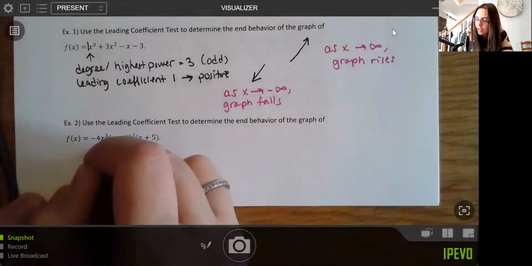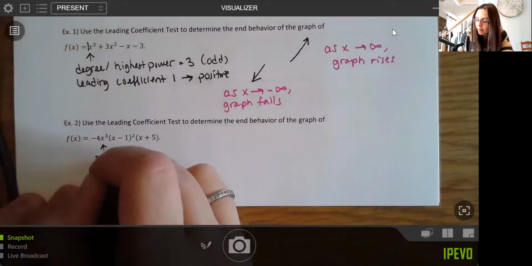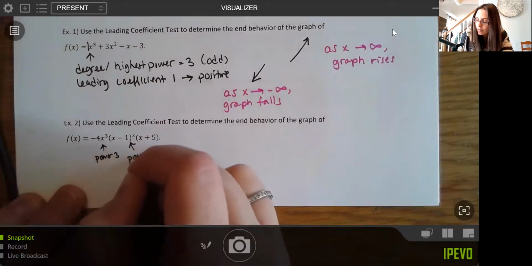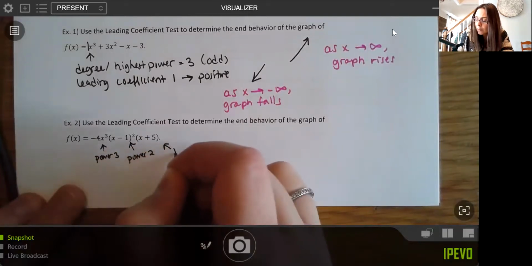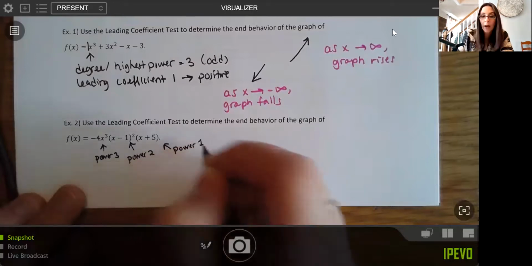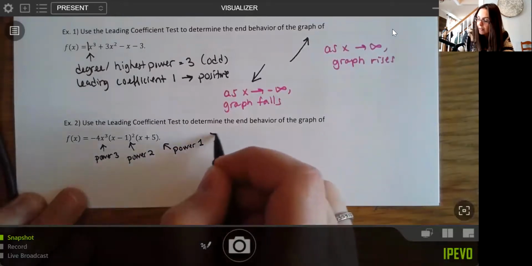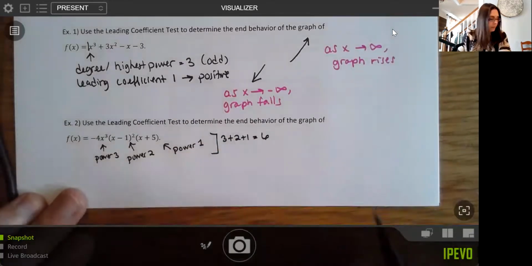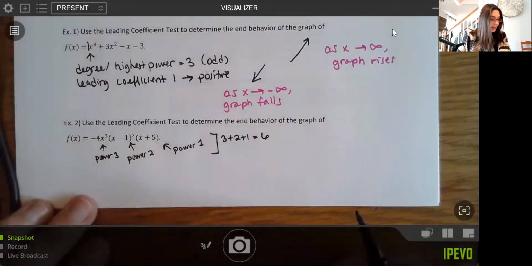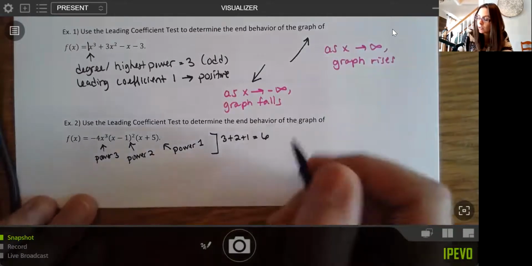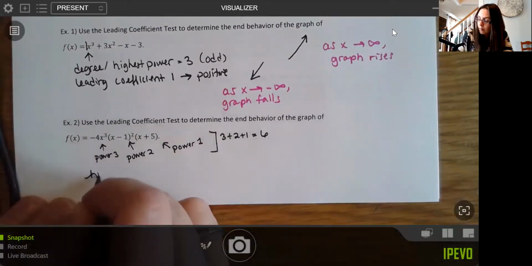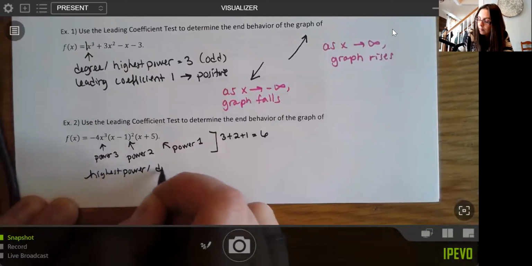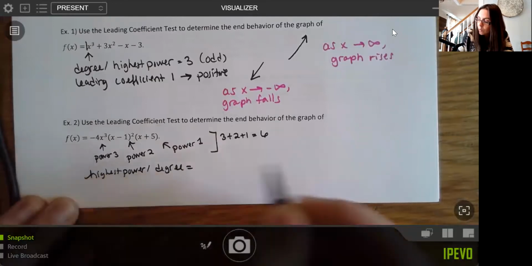So here, notice that you have a power of 3. Here you have a power of 2. And if there's none written in, you do have a power, it is 1. So what you do is you add these together, and we get a degree of 6 here. And this is going to be your degree. So your highest power, or your degree in this case, is equal to 6.